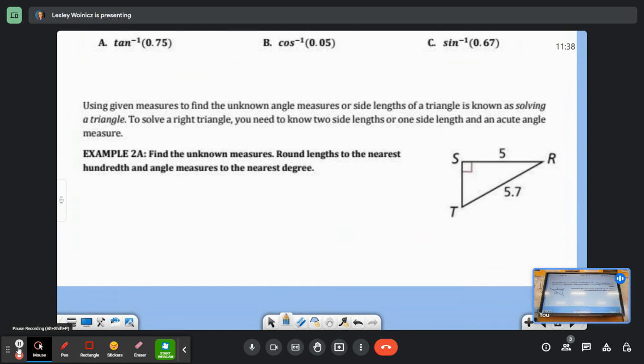We have to use the given measures to find the unknown angle measures or side lengths of the triangle. And that's called solving a triangle. So to solve a right triangle, we need to know two side lengths or one side length and an acute angle. So we have to find all of our unknowns here.